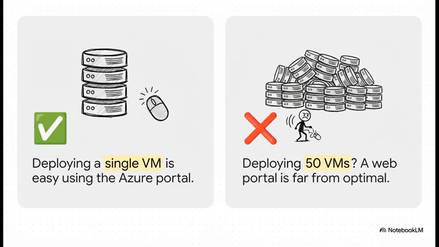Let's say you need to create a single virtual machine, a VM. That's easy, right? You can click through a web page, fill out a couple of forms, and boom, you're done. But what happens when your boss says you need to deploy 50 identical VMs by the end of the day? Clicking through a portal 50 times, that's not just slow, it's a recipe for disaster and human error. This is exactly where a simple interface hits its limit.